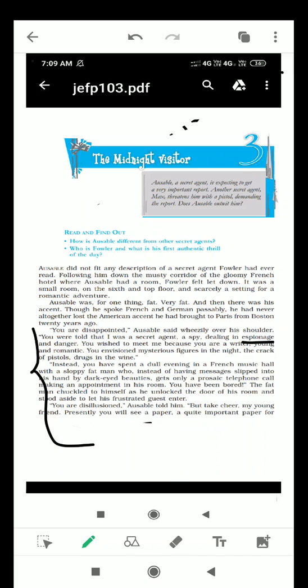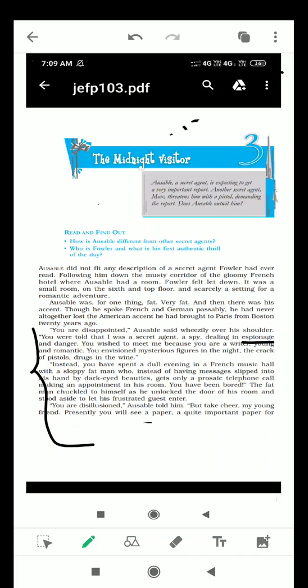Here in the story, we find three characters: Osable, Fowler, and Max. Osable is the real hero, that is, he is the protagonist of the story. He is a secret agent. However, he was quite a strange figure.